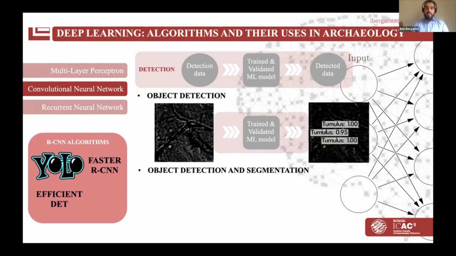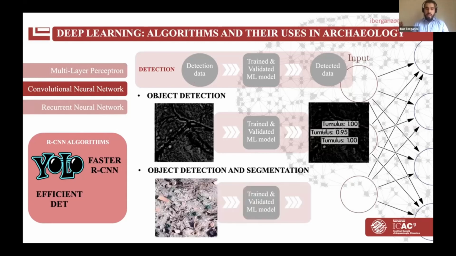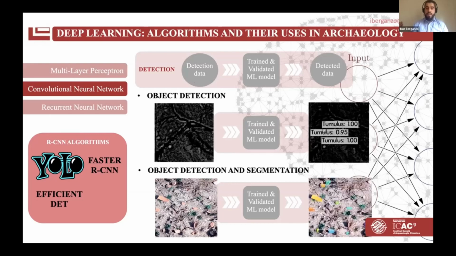The other type is not only to detect the object, but to segment it. Why? Because if we are interested in their shape, like in this image, we have ceramic potsherds, and we want to know not only where they are, but also their shape. So after applying this algorithm, as you see in the colored potsherds, we learn their shape. The algorithm that we use for this is the Mask RCNN algorithm.